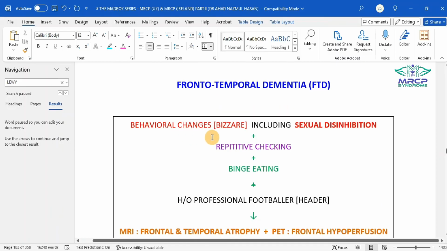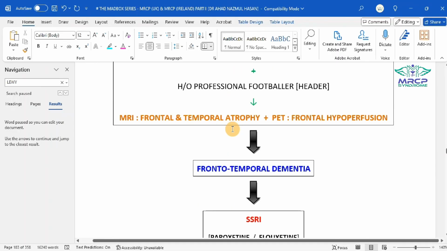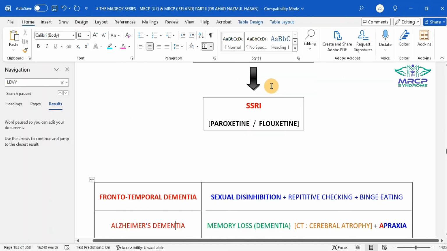So a patient with frontotemporal dementia will come up with sexual disinhibition. There will be bizarre behavioral changes, repetitive checking, binge eating. There may be a history of being a professional footballer. If you go for MRI, there would be frontal and temporal atrophy. If you go for PET scan, there would be frontal hypoperfusion. And the choice of treatment should be SSRI, either paroxetine or fluoxetine.